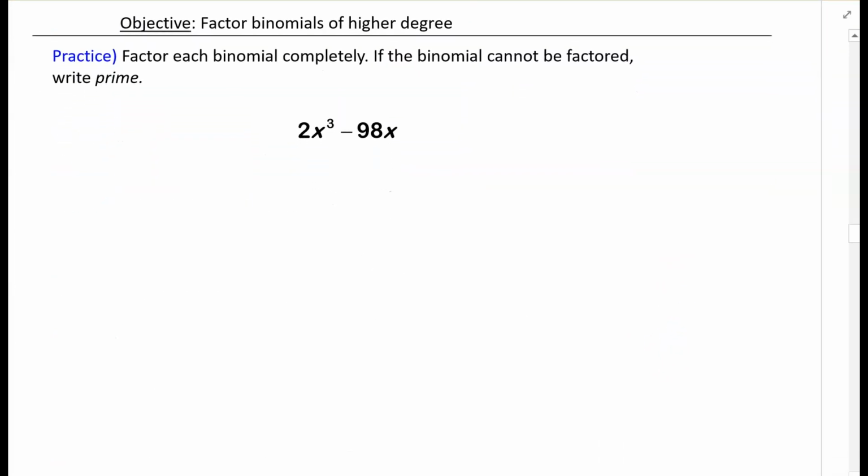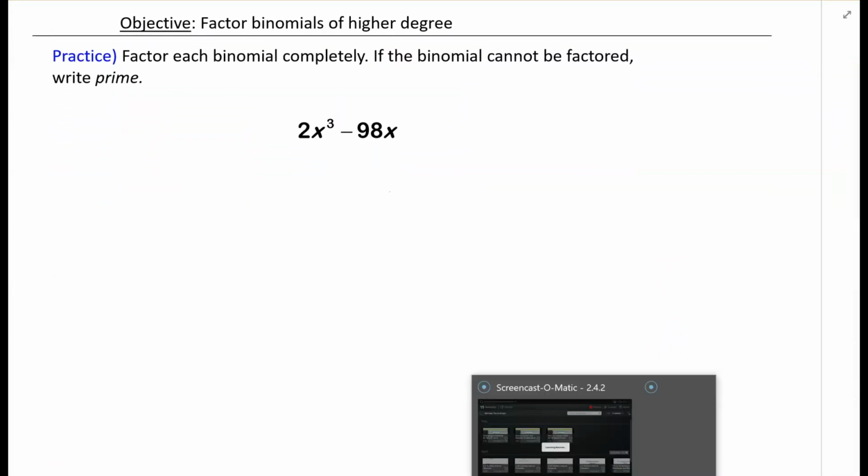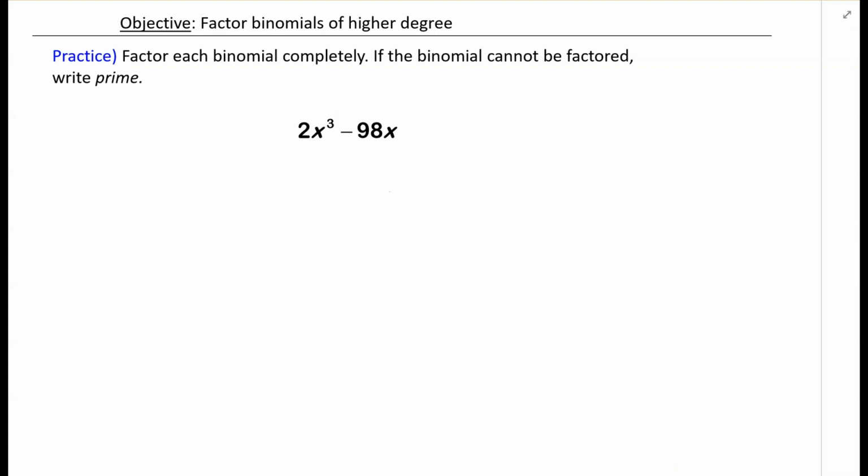Okay, this one is a practice problem, so I want you guys to pause the video and then practice this example, and then I'll show you the solution in a second.